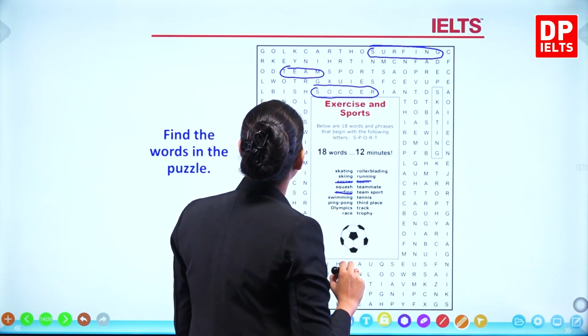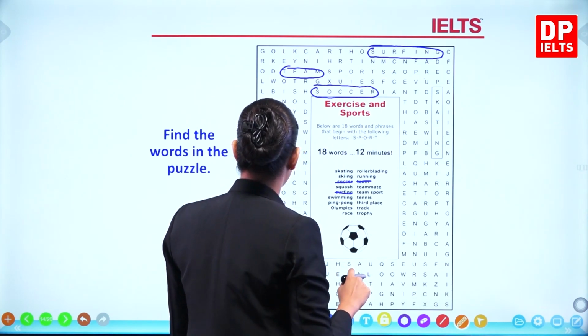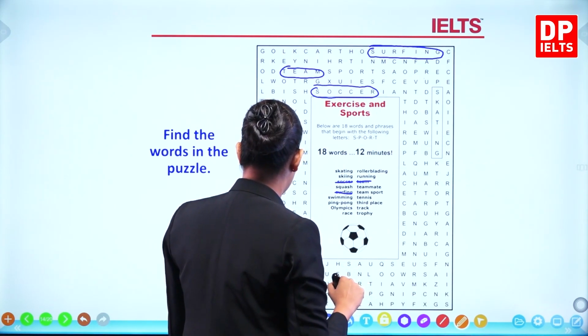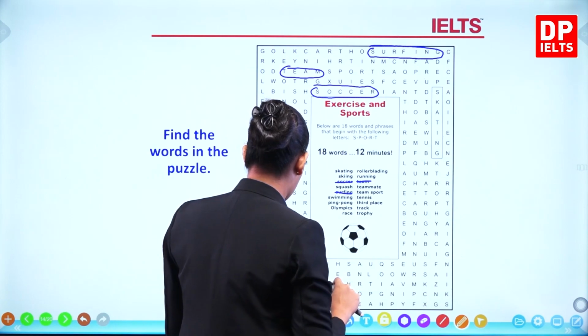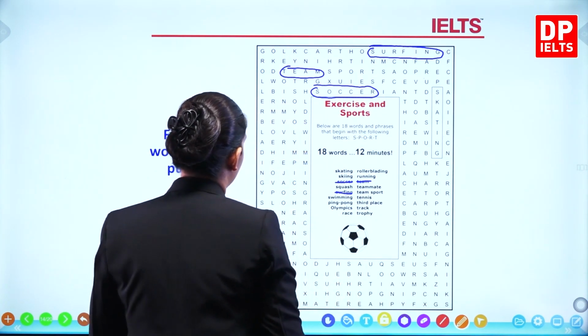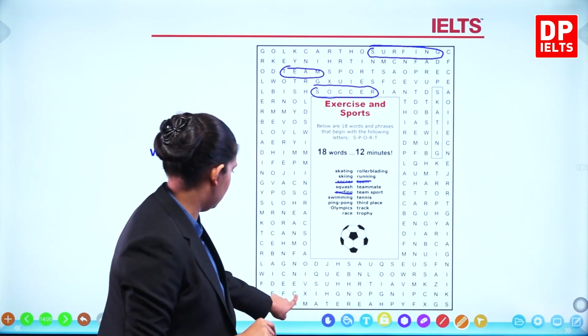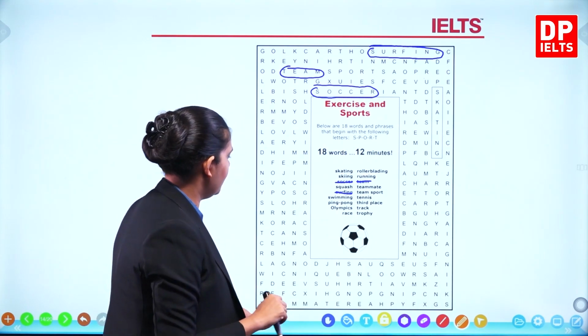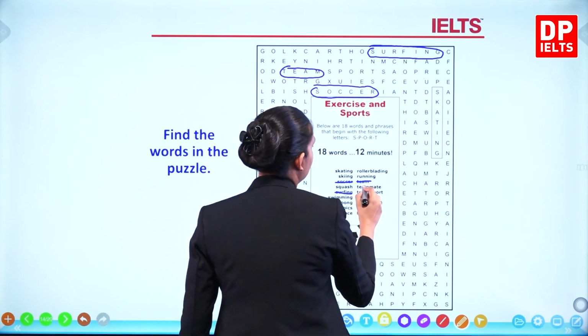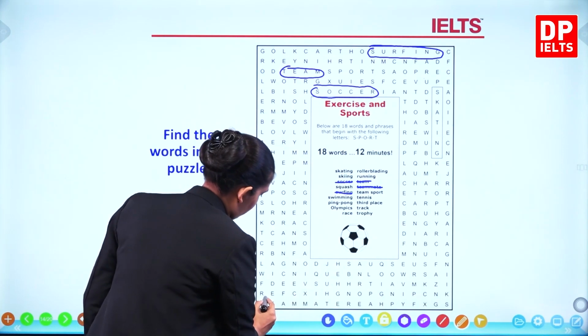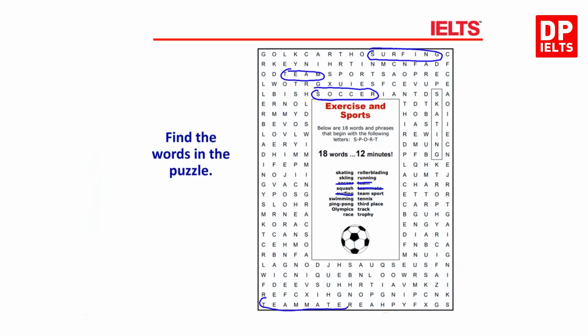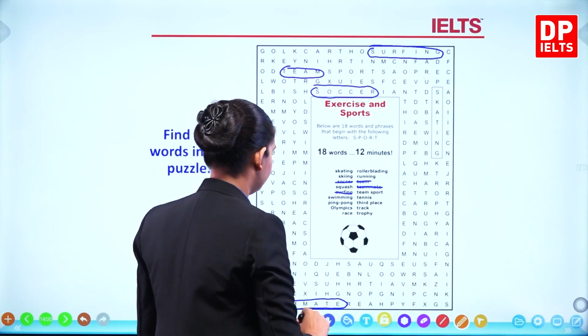Next, they have words. Just go through it and see what are the words that you all can see all of a sudden. You even have team here, so you can even take that. But here I see teammate, so I'm going to take that one. Teammate.